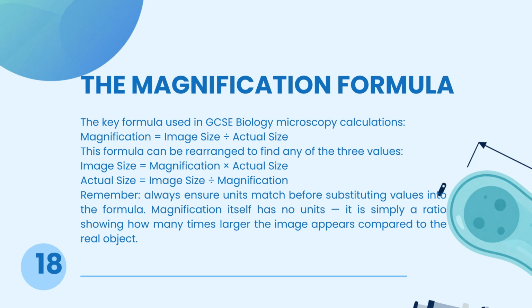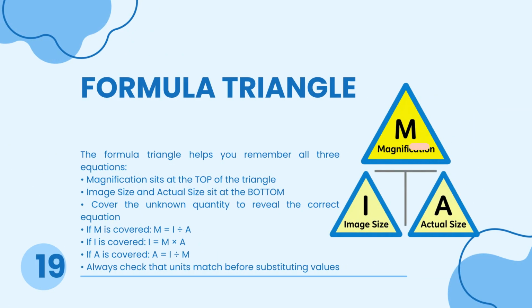To perform GCSE Biology microscopy calculations, use this key formula. Magnification equals image size divided by actual size. Magnification is a ratio and has no units. The formula triangle is a handy tool to remember the relationships. Simply cover the variable you need to find, magnification, image size, or actual size, to reveal the correct equation.